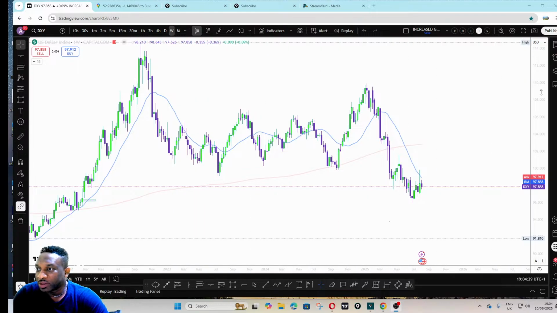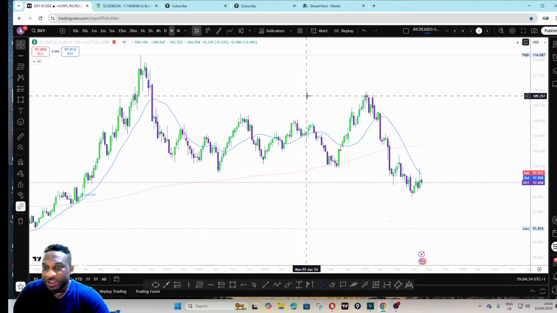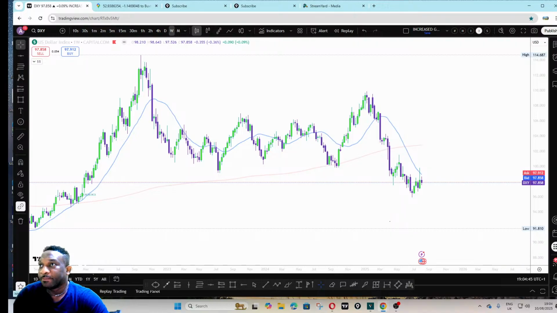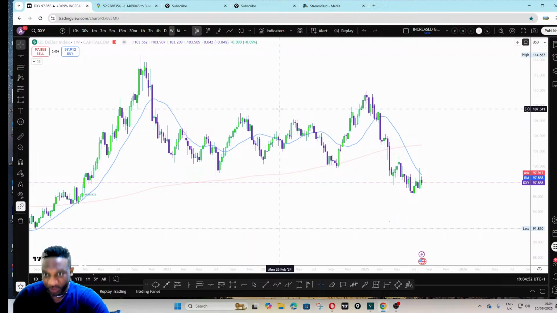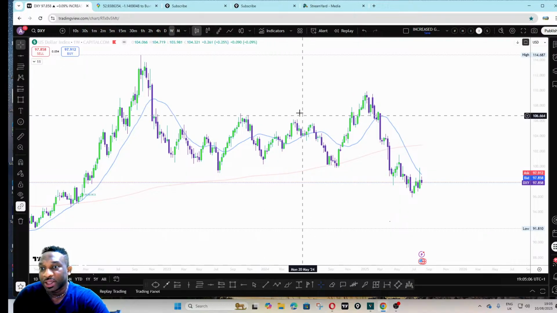Okay, here we've got the DSY. Those of us who trade all the dollar pairs, it's always very important to see what's happening on the DSY. Very important, because this will more or less save you from a lot of unnecessary losses that could occur without you knowing what is happening here.